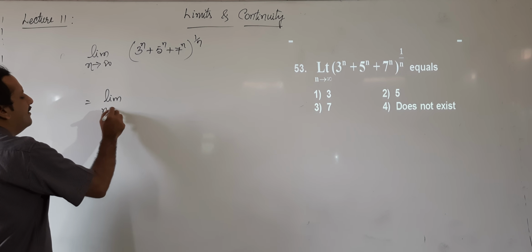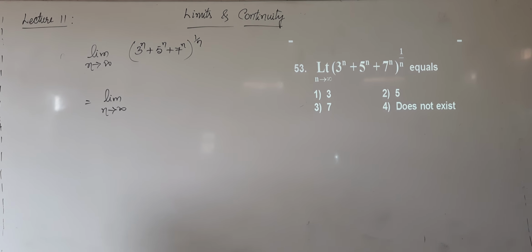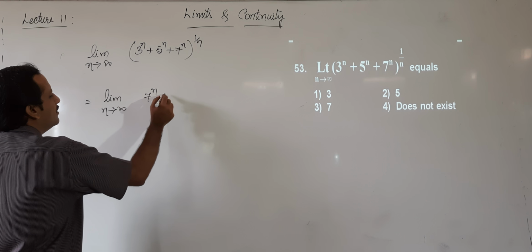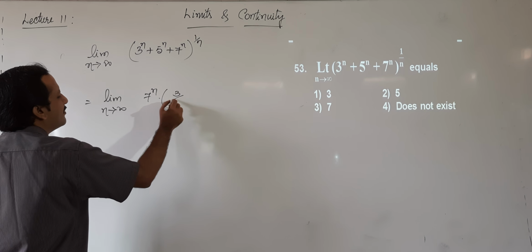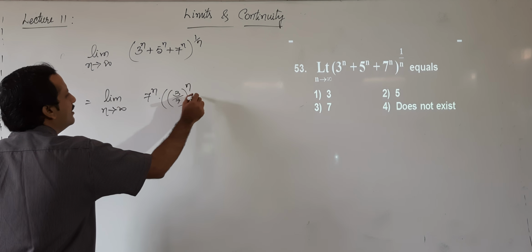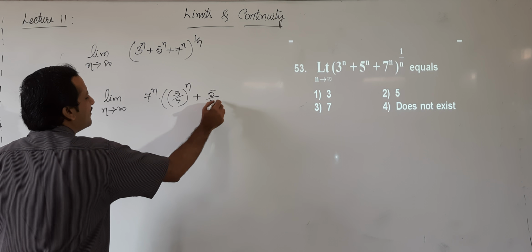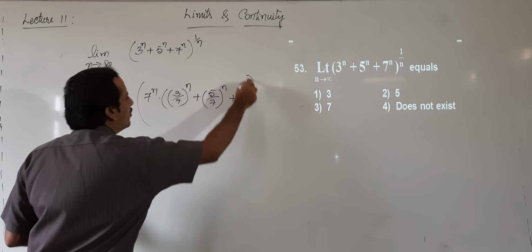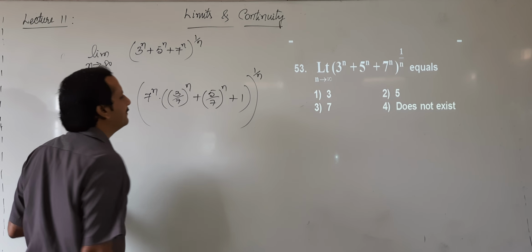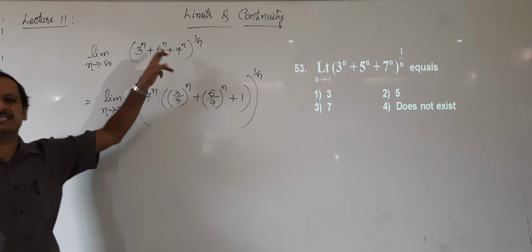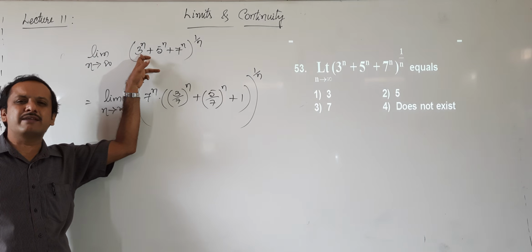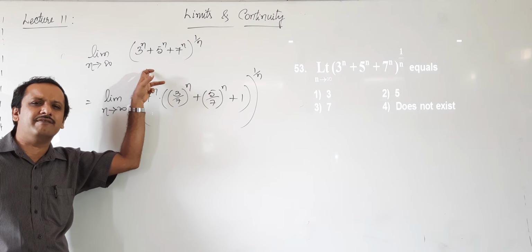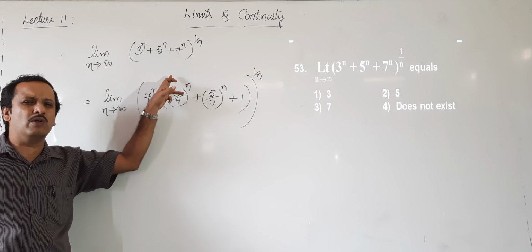Here I will take 7 power n as common. If I take 7 power n as common, then here what will remain? 3 by 7 whole power n plus 5 by 7 whole power n plus 1 whole power 1 by n. Right? I have taken 7 power n as common. So in this term 3 power n by 7 power n will remain. I am writing that as 3 by 7 whole power n.